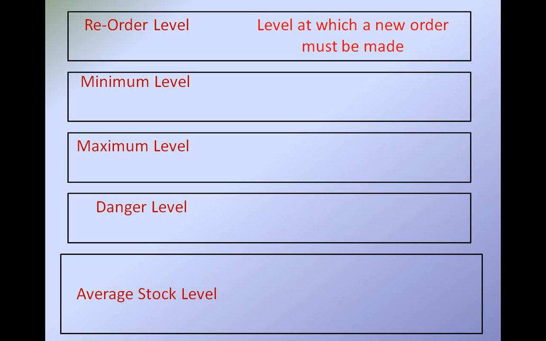Now what is the minimum level? The minimum level is the level of stock which should be maintained at all times. It shouldn't be lower than this. It is the minimum allowed level.